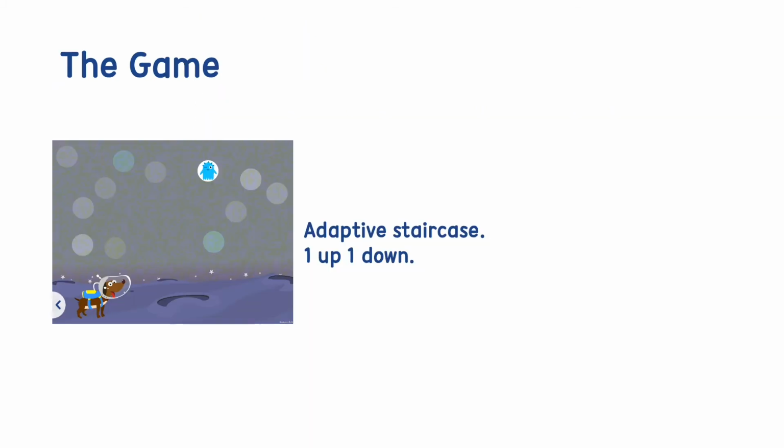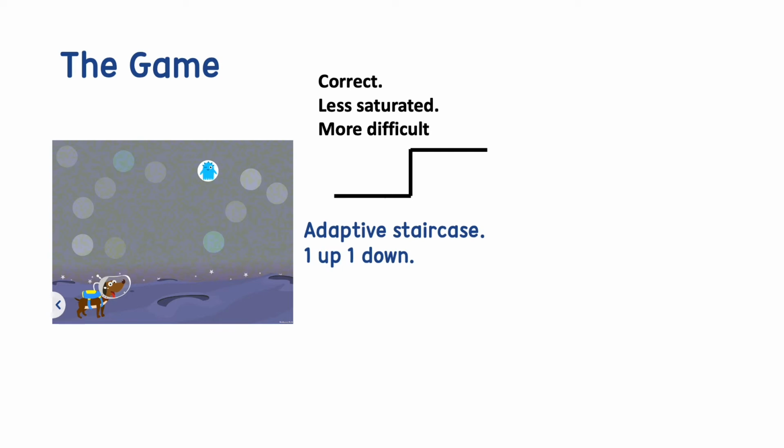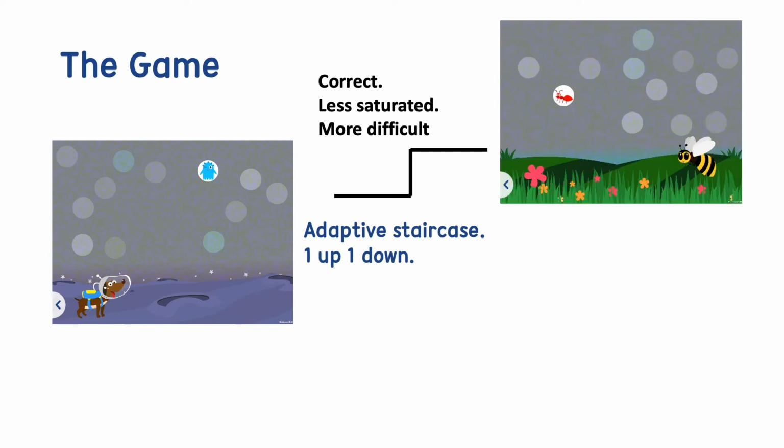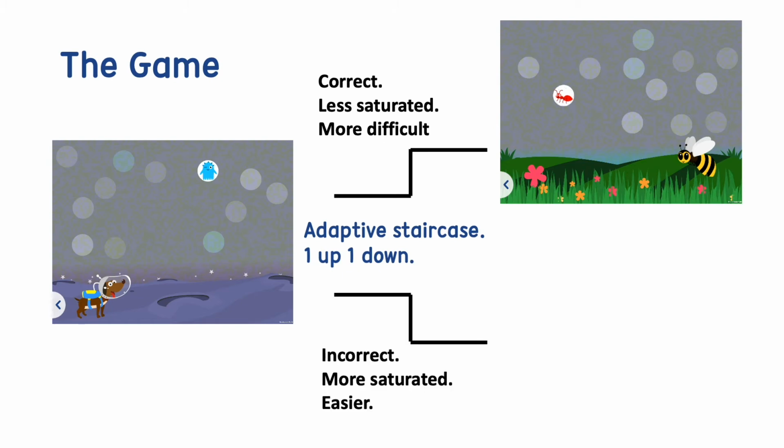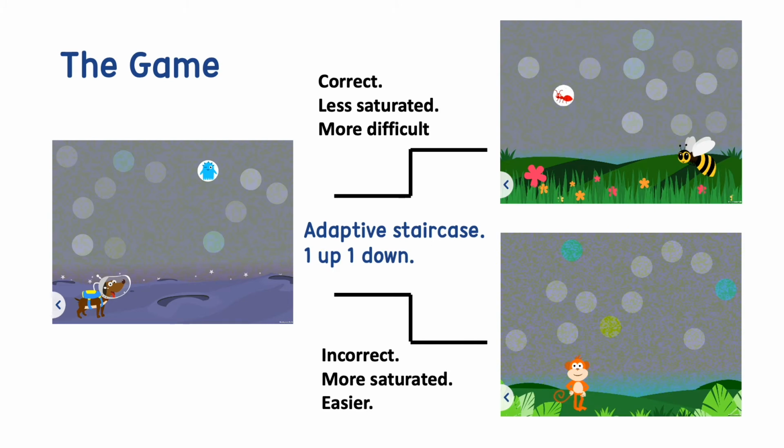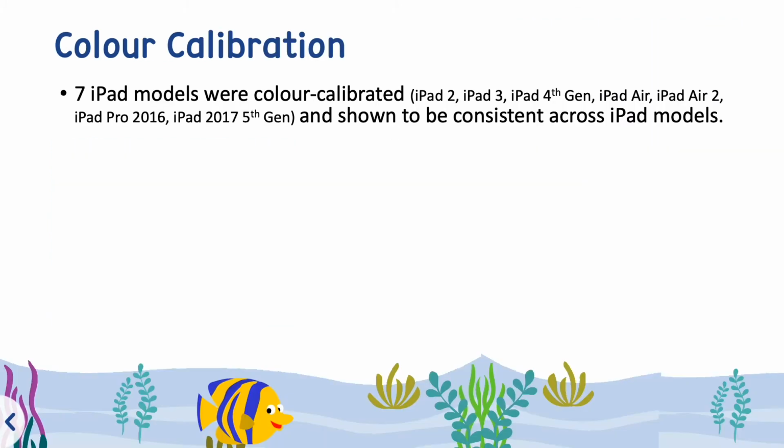The game follows a one-up, one-down adaptive staircase procedure where each target, the protan, deutan and tritan target, have their own individual staircase. So what this means is that when a child taps a correct target, the colour of the targets become less saturated, making the game more difficult to play. Whereas if a child taps incorrectly, so they tap a distractor, the colours of the target become more saturated, making the game easier.